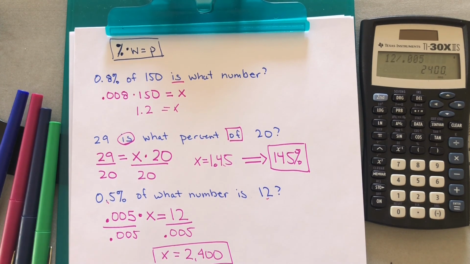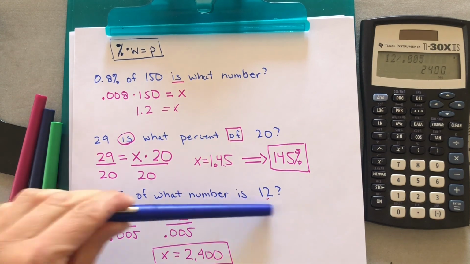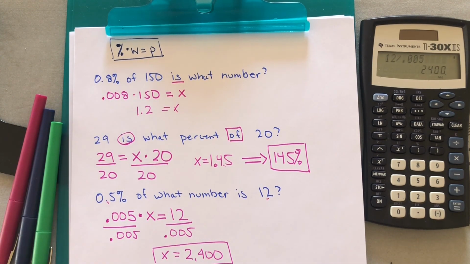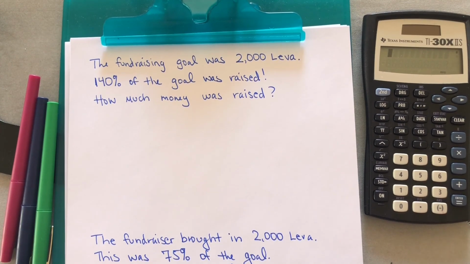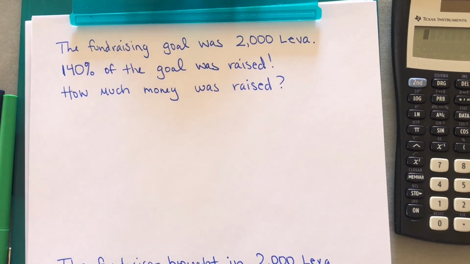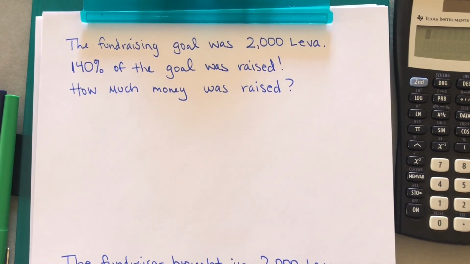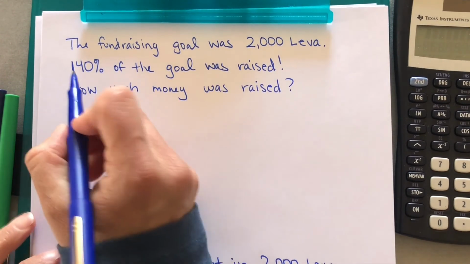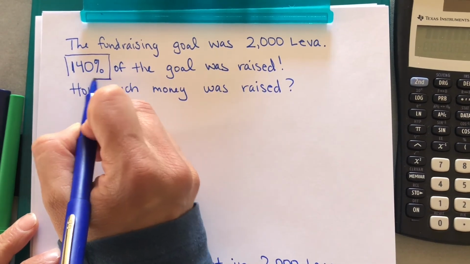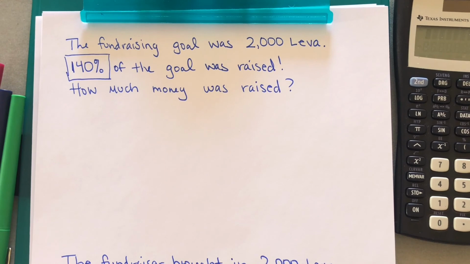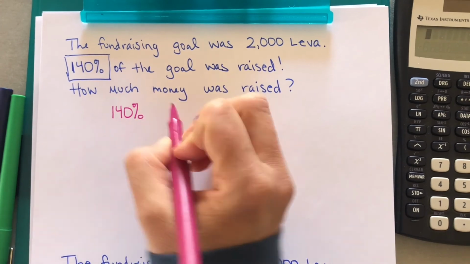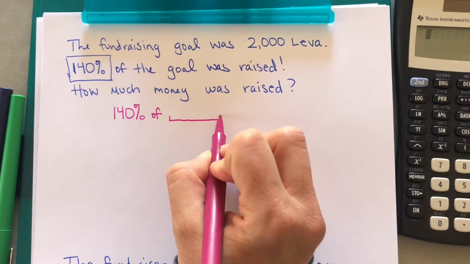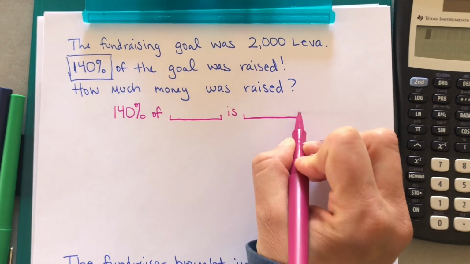We're going to have real life situations where we don't always have the sentence written out for us. So now we're going to look at two examples of how to take a question with a context and write it in a sentence. Let's say that we had a fundraising goal of 2,000 leva and 140% of the goal was raised. How much money was raised from the fundraiser? So we know the percent is 140%. So more than the goal was raised, which is always a good thing when you have a fundraiser. So we know 140% of some whole is the part.